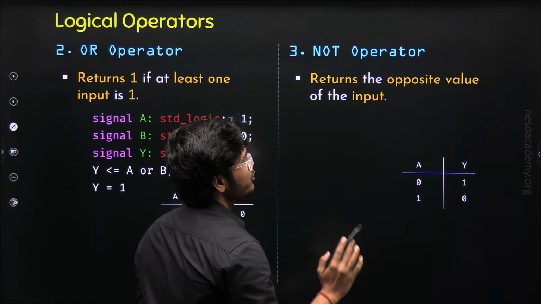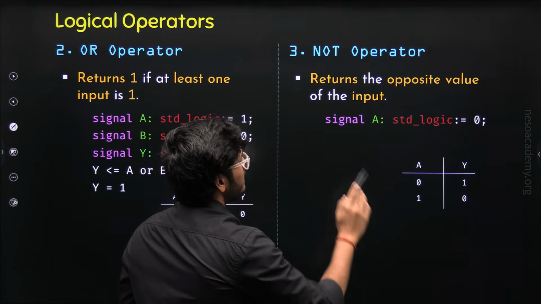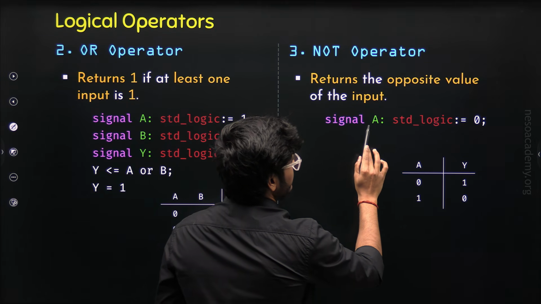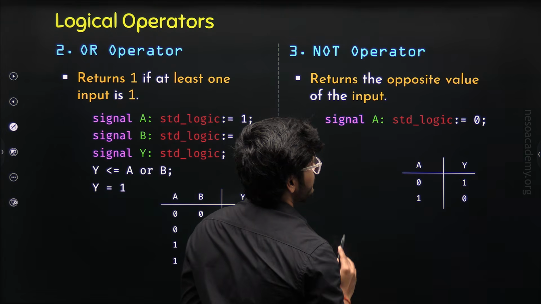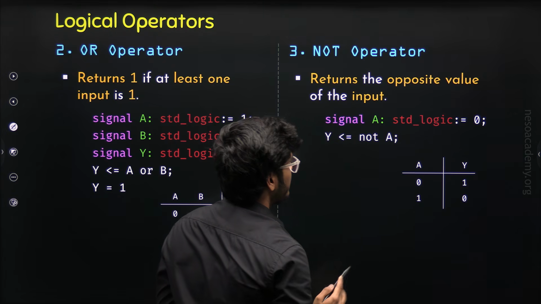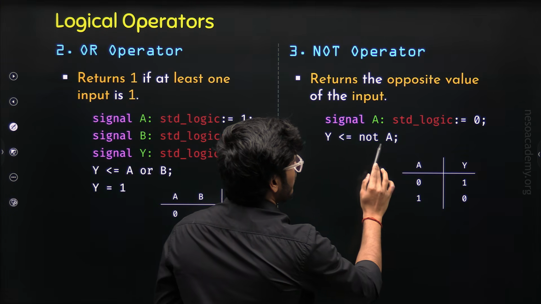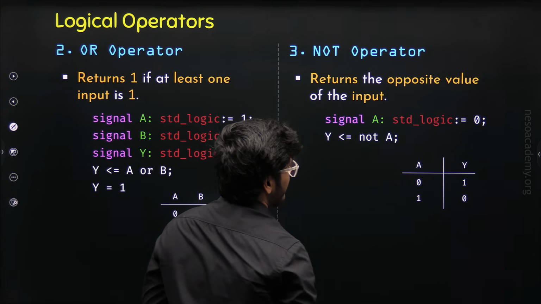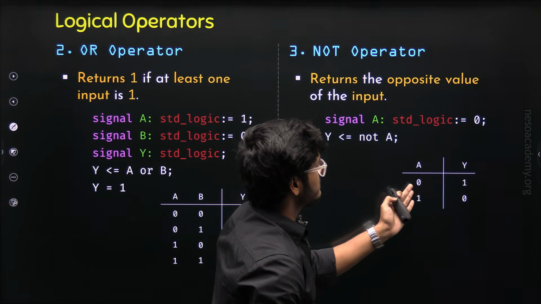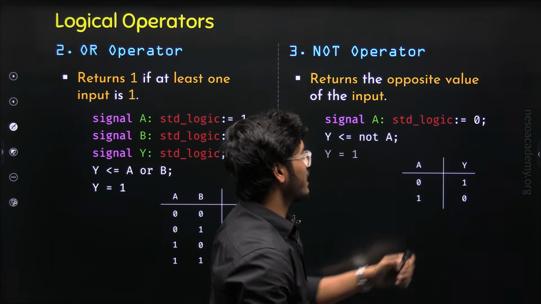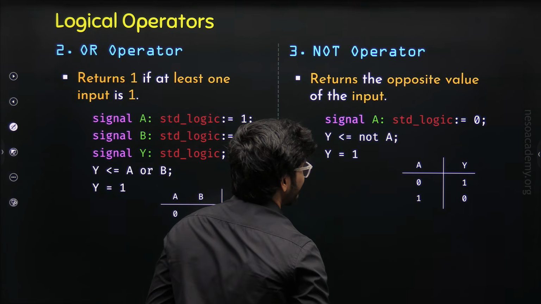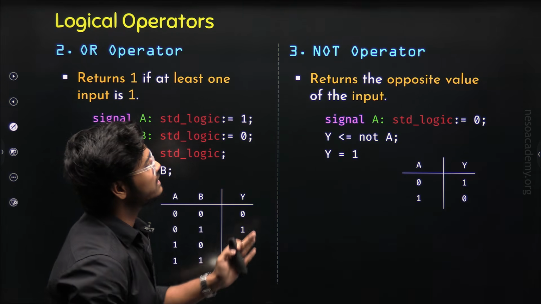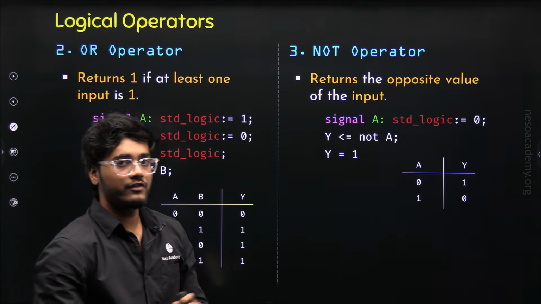Now let's see how to use NOT operator. For that, I am creating a signal named A with standard logic 0. Now let's perform NOT operation using the keyword NOT. Here I am assigning NOT of A into the signal Y. If A is 0, the output will be 1. So the signal Y will store output 1. So I hope it is clear how to use NOT operator in VHDL.